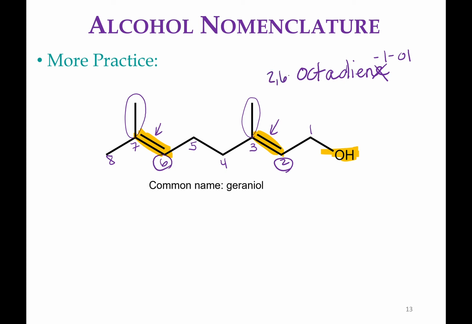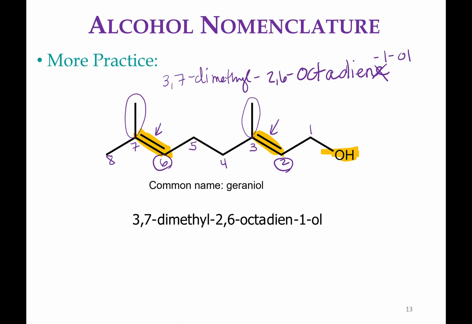2,6-octadien-1-ol. And where are my methyl groups? 3 and 7. 3, 7. I have how many of them? I have 2, dimethyl. So octa, di, ene, 1-ol. The dienes are at 2 and 6. And then I have to say where my dimethyls are. They're going to be at 3 and 7.